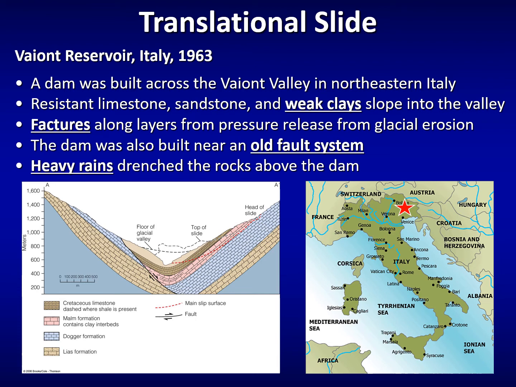An example of a rapid mass movement was in Vajont, Italy, the Vajont Reservoir in Italy in 1963. This was a translational slide, so the mass of material moved all at once together in a consolidated mass that slid in a flat plane. In this case, it slid down a valley slope into a reservoir. The dam was built across the Vajont Valley in northwestern Italy to produce water usage for the area towns, and weak clay layers, fractures between the layers, an old fault system, and heavy rains weakened everything.